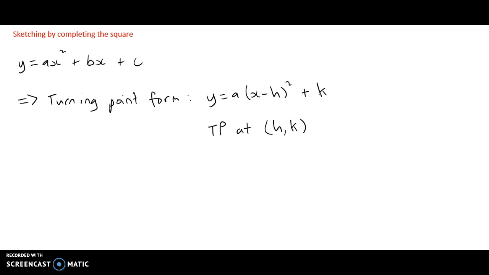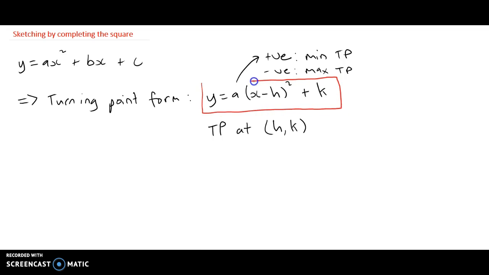And when the a is positive, we have a minimum turning point. When it's negative, we have a maximum turning point. So that's the same as when we did reflections a couple of lessons ago. That a value there, if it's negative, it's a maximum turning point. If it's positive, we've got a minimum turning point. So that's turning point form, and that's the form that we will be focusing on in this lesson.